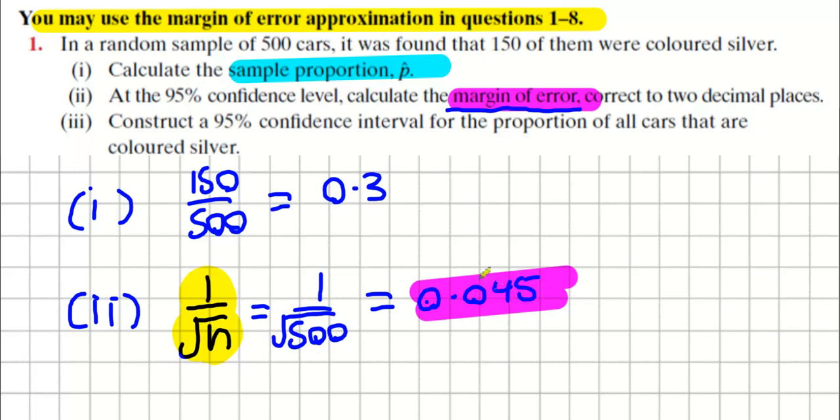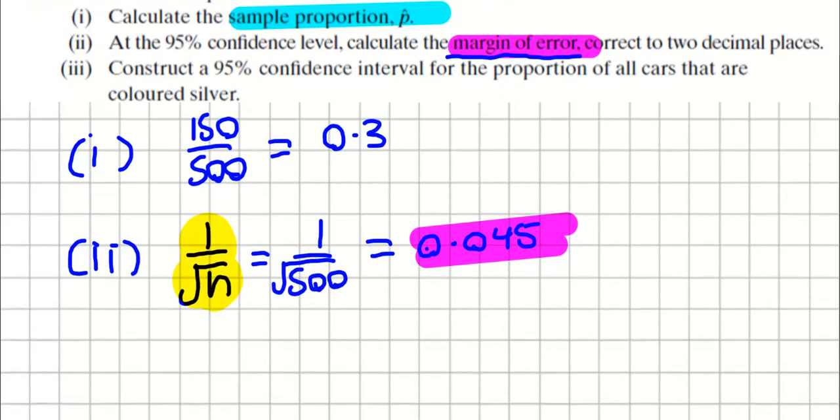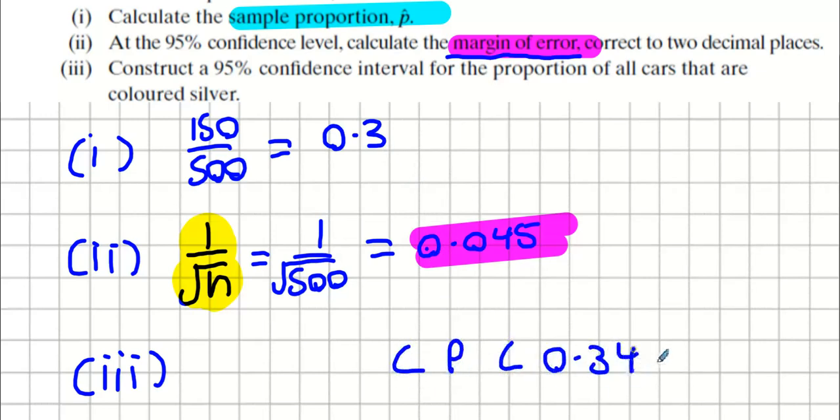Okay? Now, next we've got to do the interval. How'd you do the interval, lads? Yeah. So add it on and take it away. So what do we get? 0.345, and the other one? Take 0.045 away from it? 0.255. What does this answer mean?